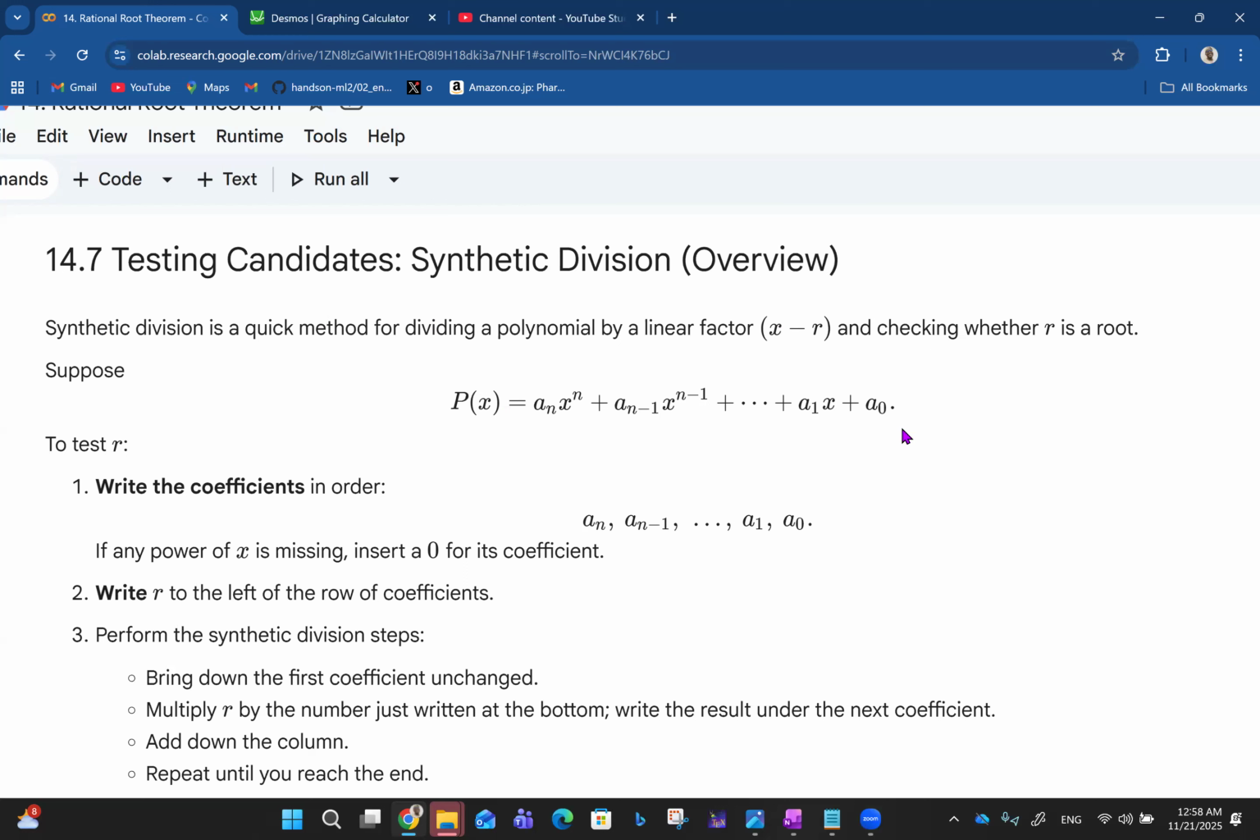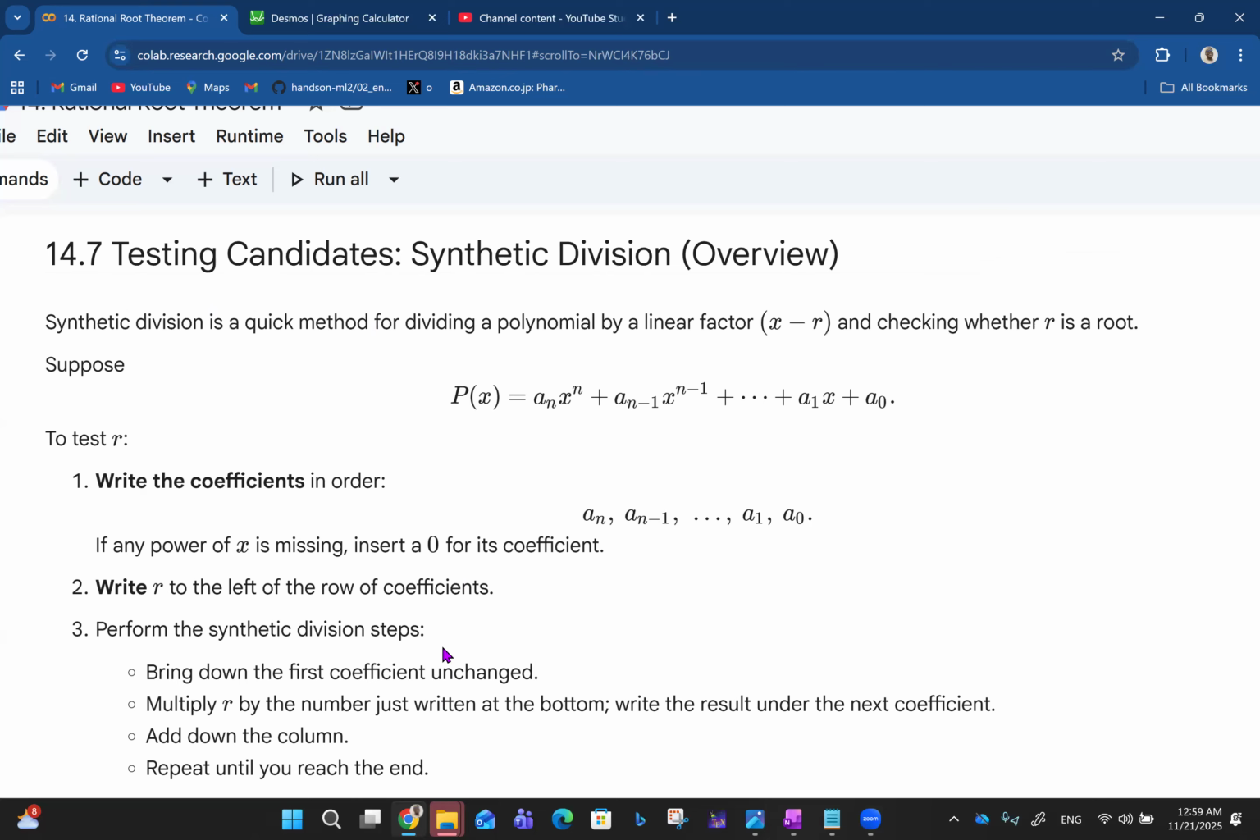Suppose P of x is the same polynomial type we've been looking at. To test r, write the coefficients in order: an minus 1, down to a1, a0. If any power of x is missing, insert a 0 for its coefficient, because that's useful. As you're going to see, by the time I'm rounding off, I'm going to try a problem and you'll see all these things I've been talking about. Then write r to the left of the row of coefficients, then perform the synthetic division steps.